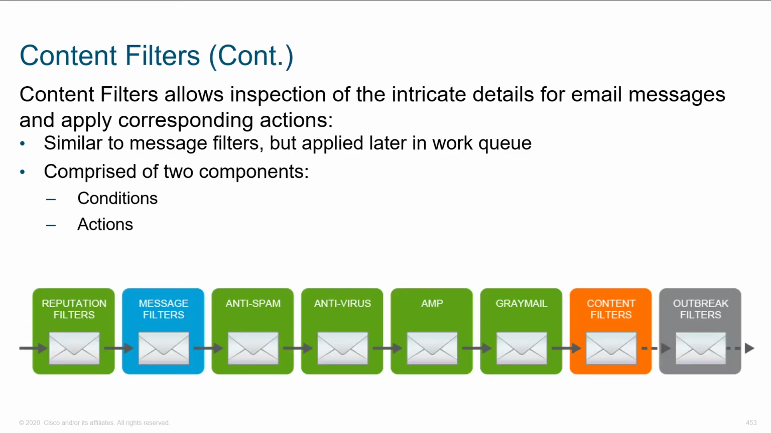So the content filters are going to allow inspection of the intricate details within the email message. And this is going to give us those detailed knobs to control what it is that we're talking about. We can create elaborate if conditions. This is really based on two components: our if, and then what is it that we want to do, the action.